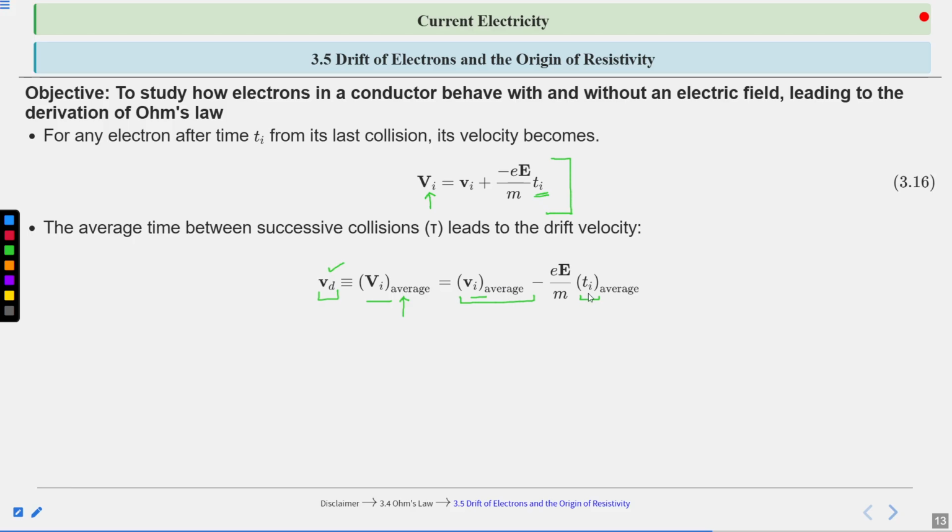Okay, and this ti, I have already explained that the time between two successive collisions is different for every collision, so we will take the average of this only. Got it? So this small vi average is 0 minus e capital E upon m, and this ti average is tau. So now drift velocity is given by minus e capital E upon m into tau. Okay, this is given.